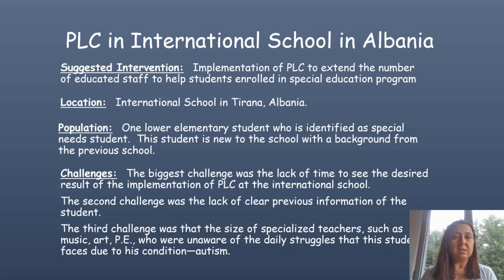The location is an international school in Tirana, Albania. Population: one lower elementary student who is identified as a special needs student. This student is new to the school with a background from a previous school. He is a local student with a strong English background. He is not considered an intensive English student. His command of English is very clear. So he's in a regular general classroom. He's placed in a general classroom.